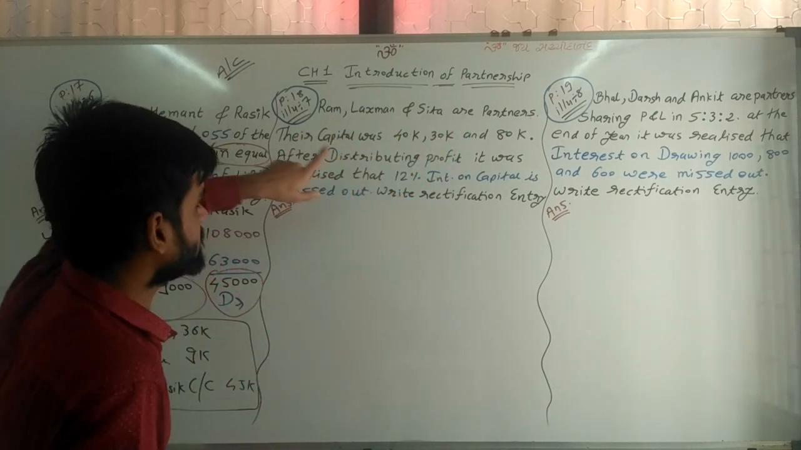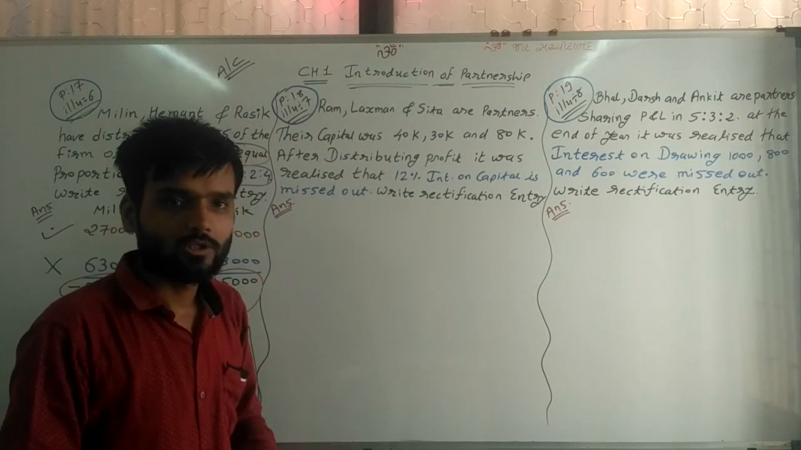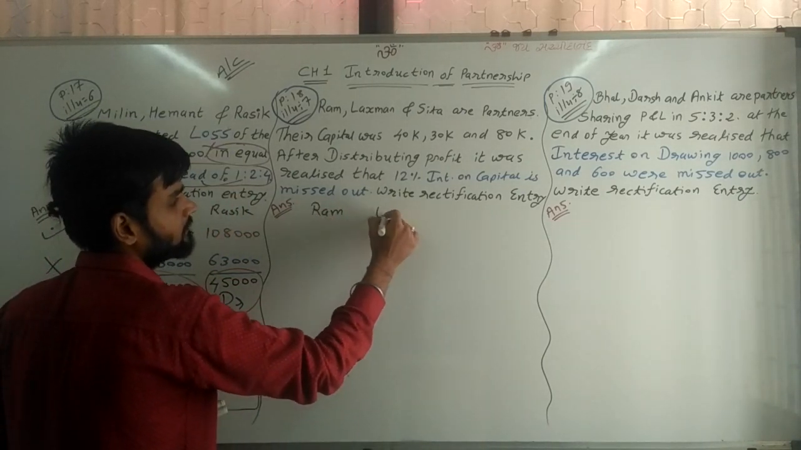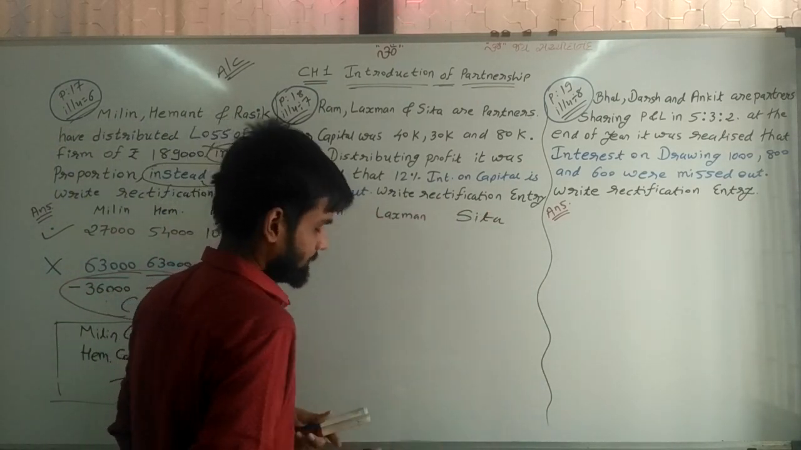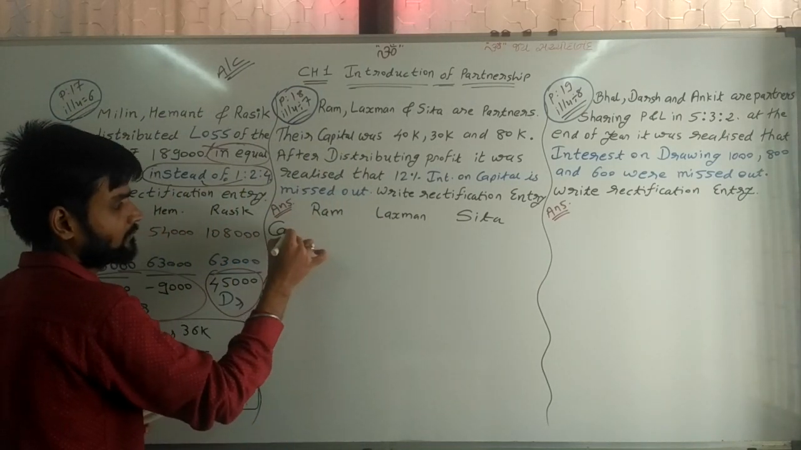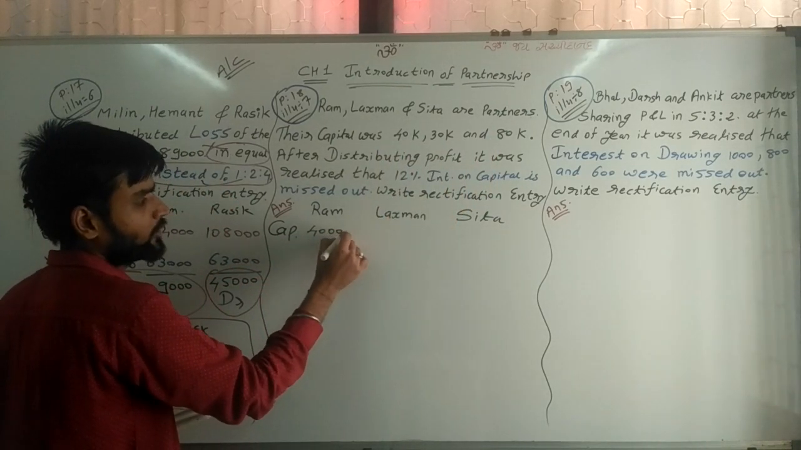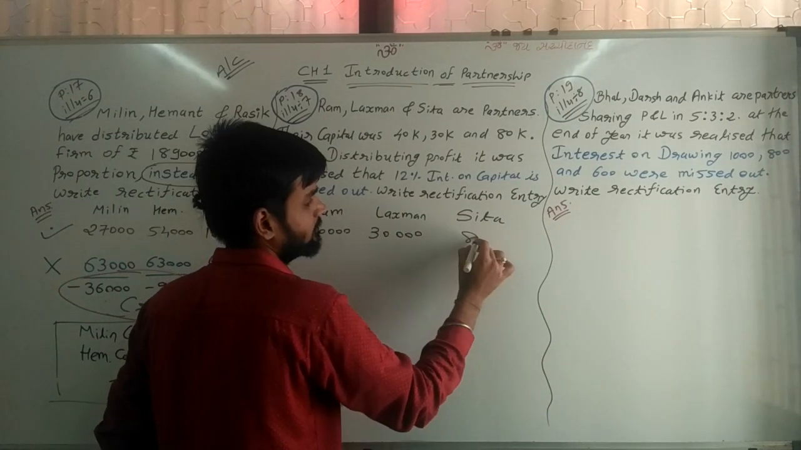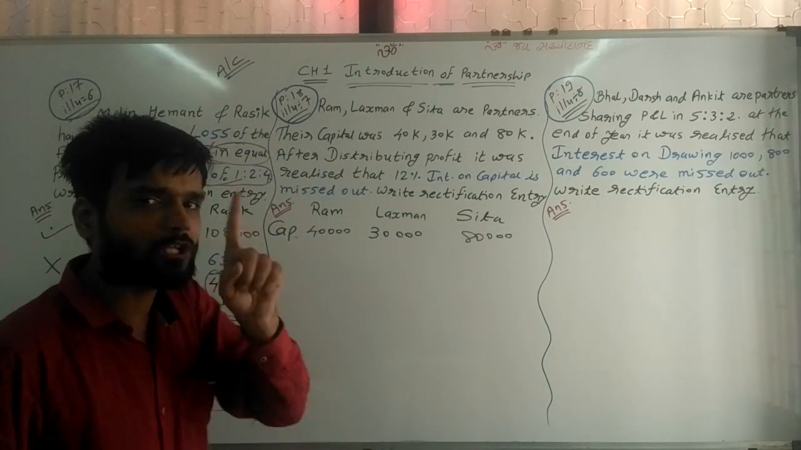Ram, Lakshman and Sita are partners. Their capital was 40,000, 30,000, 80,000. So here 3 partners are there: Ram, Lakshman and Sita. And their capital is given. Write down 40,000 capital, 30,000 capital, 80,000 capital. This is the capital, not an interest.